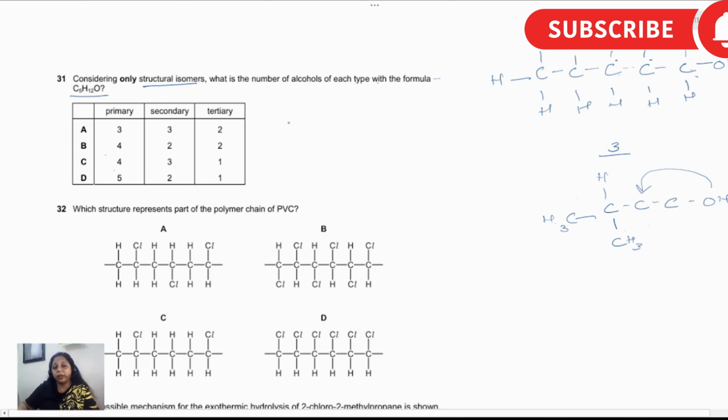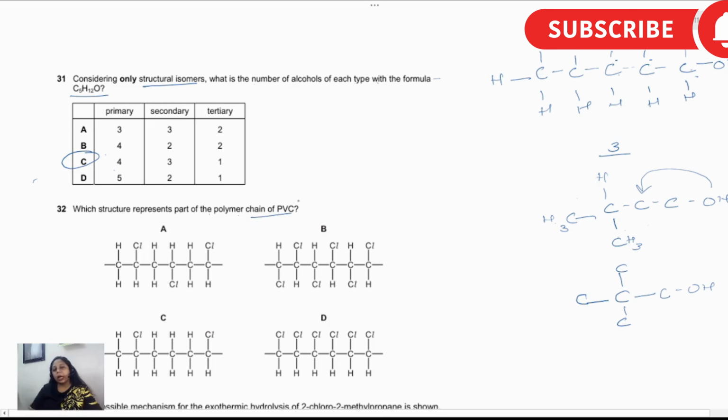Let's see how many secondary alcohols can be made. If we move the OH towards this carbon, and shift it further, there can be 3 secondary alcohols. How many tertiary can there be? Let's make it: carbons 1, 2, 3 and 4, and then the 5th carbon here. So there can be 1 tertiary alcohol.